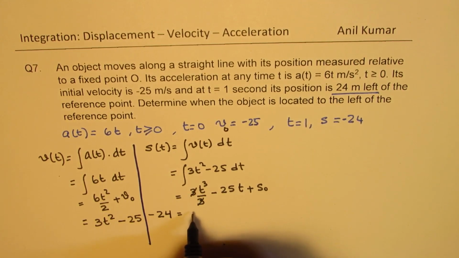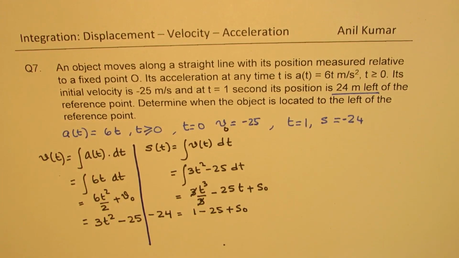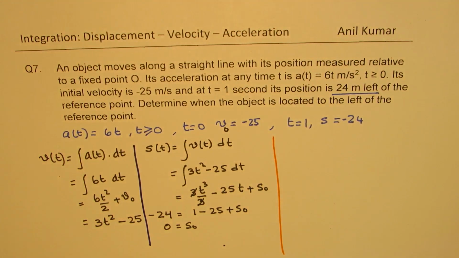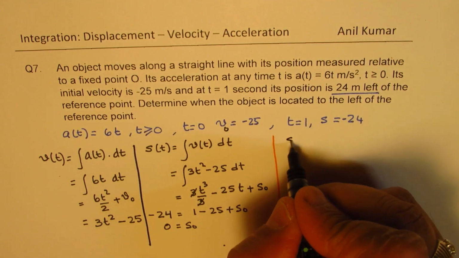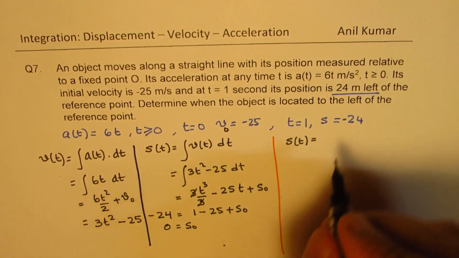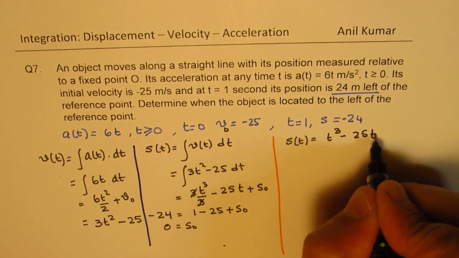Substituting 1 will give us 1 − 25 plus initial displacement, and this is also −24. So we get this value as 0, right? So from here we can write down the displacement. As the initial is 0, we get t³ − 25t.